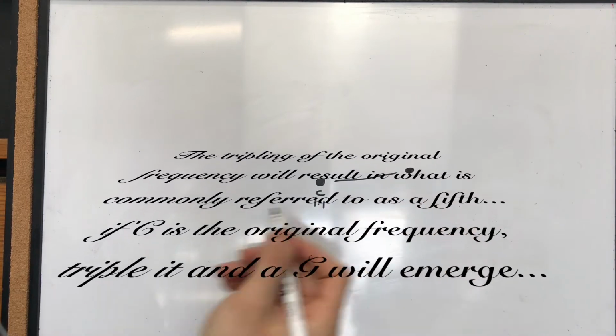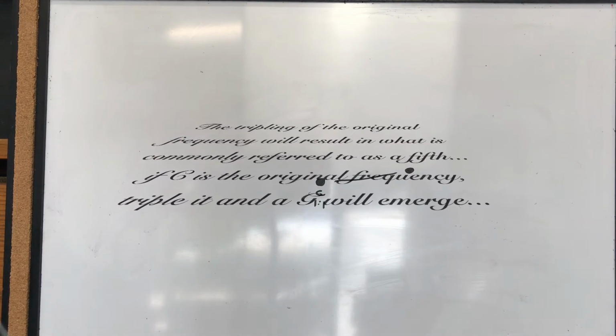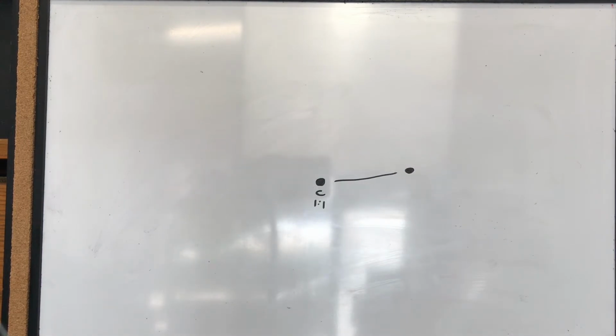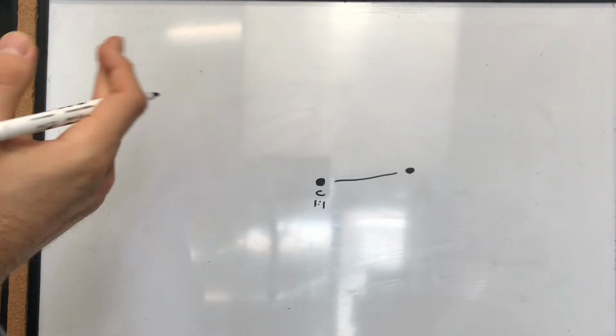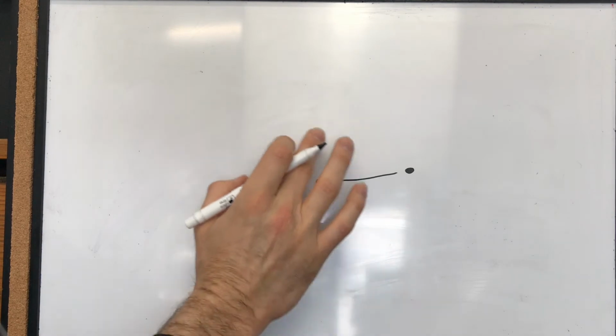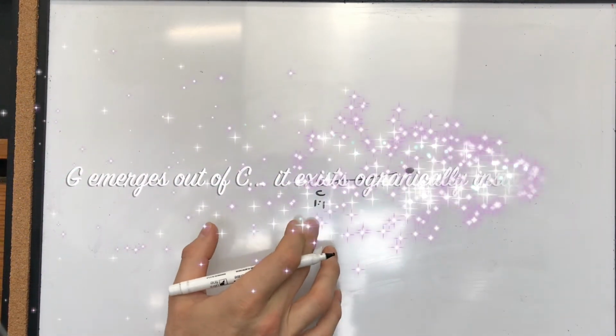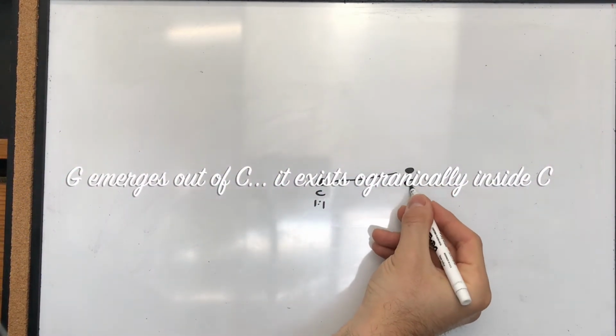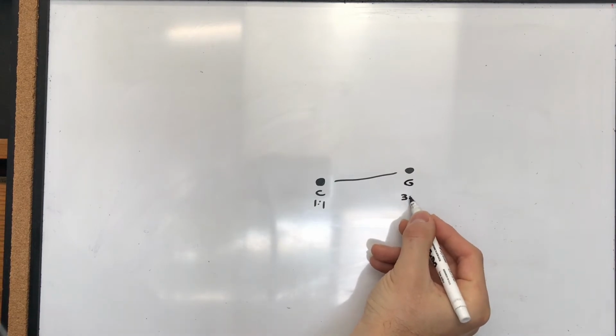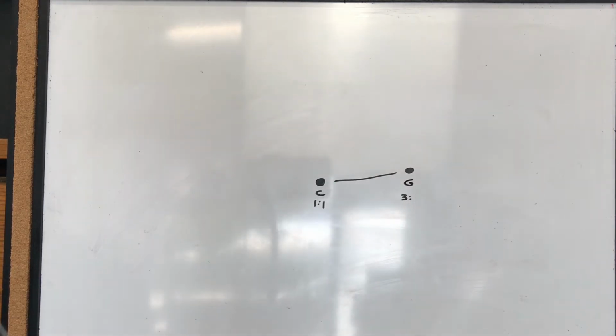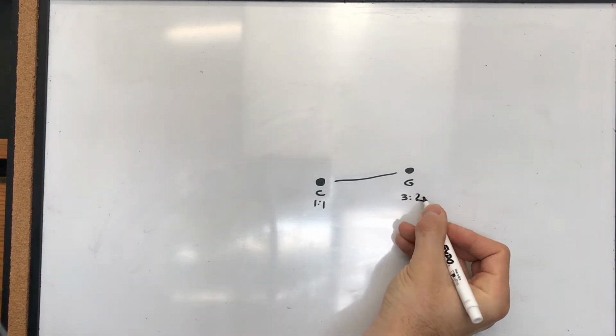Beautiful, right? If you had a string and it was a C string and you divided it perfectly in half, you would get another C. And then you divided it into thirds, perfect thirds. You'd get, lo and behold, G existing within the series, within the belly of C is G. And that would be 3. It's 3 times 1, but let's bring that within 1 octave. 3 times 2, okay?